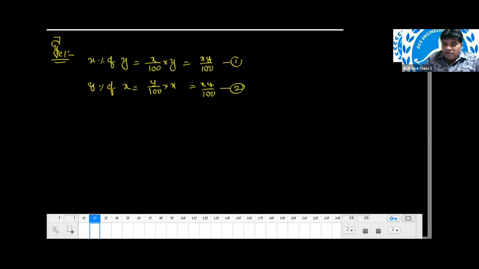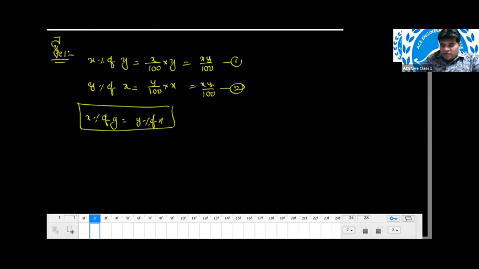This is the second equation. The right hand side value is equal, which means the left hand side value is also equal. Then the condition: x percentage of y is equal to y percentage of x.